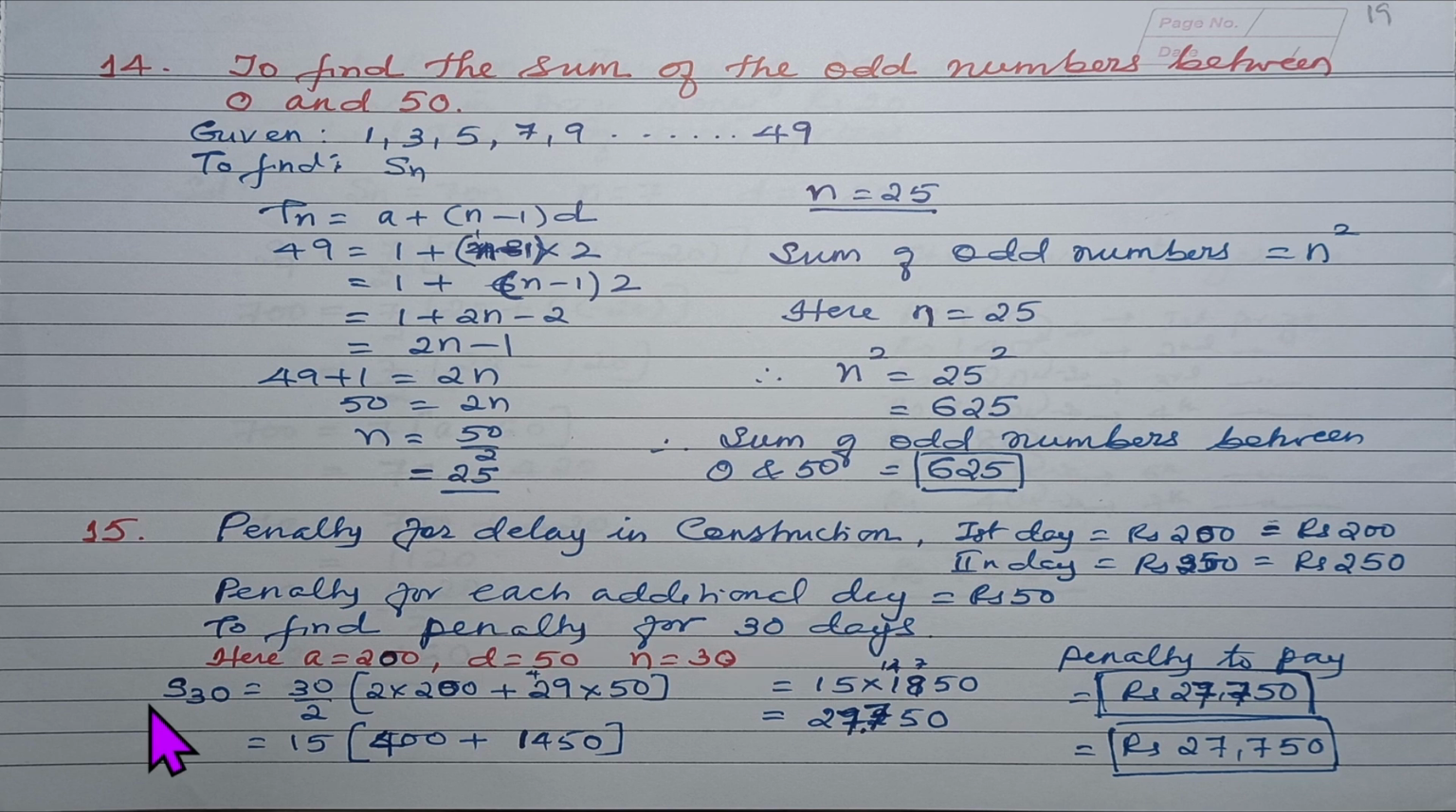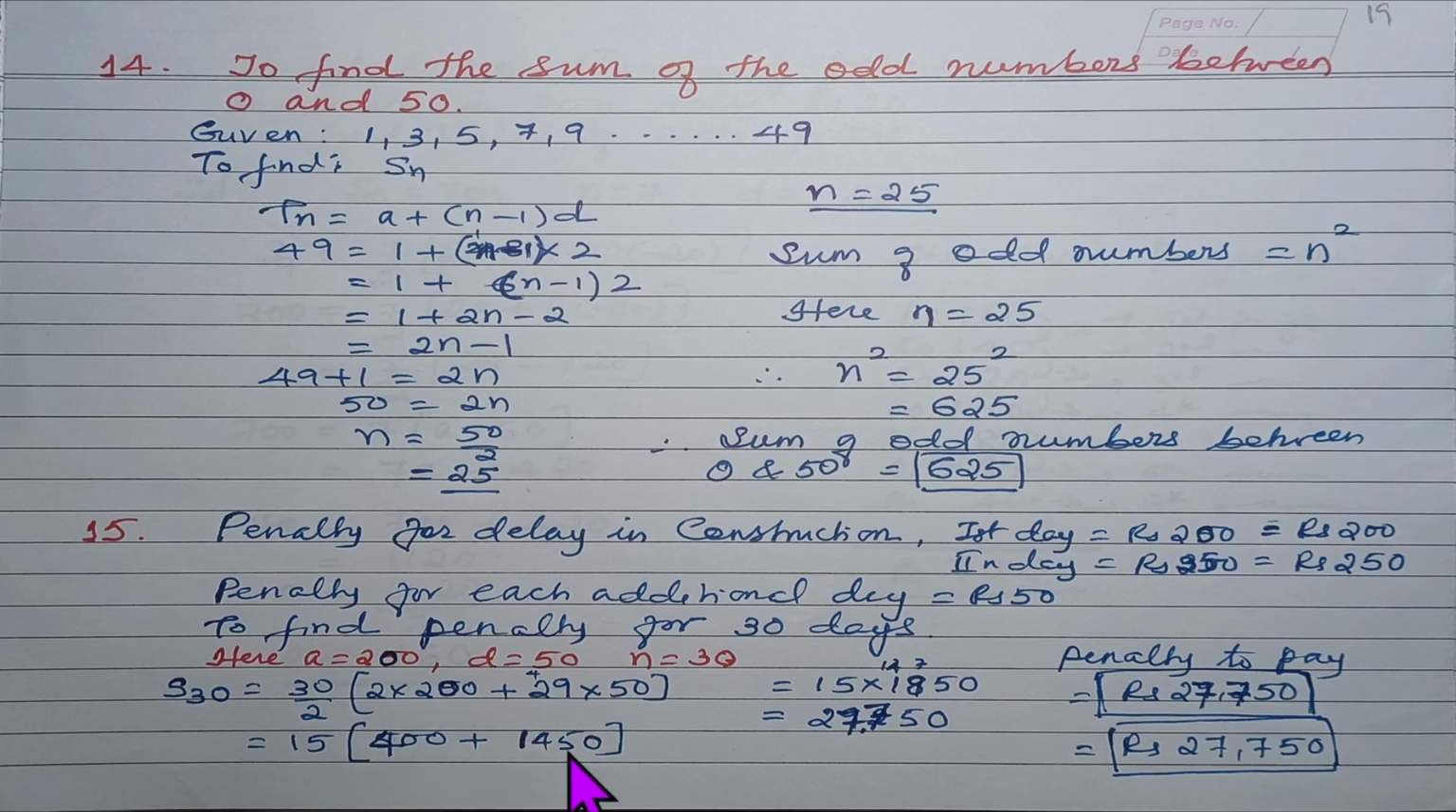So let us understand this. Now here, the initial value, the first term, is 200, or A is 200. The common difference is 50, because 50 rupees is the increase every day, and number of days are 30, therefore n is equal to 30. Now we have to find out the sum or the penalty paid for 30 days, therefore we have to find S30. S30 is equal to 30 upon 2 in the bracket 2A, 200, plus 29 into 50, because 30 minus 1 is 29, into D is 50.